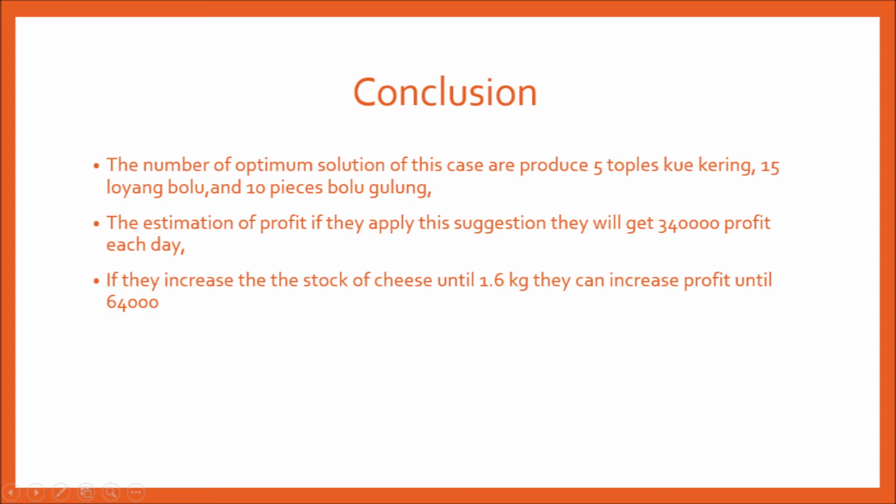Conclusion: the optimum solution of this case is to produce 5 Q-Kering, 15 Bolu Loyang, and 10 Bolugilang. The estimated profit: if they apply this suggestion they will get 340,000 profit each day. If they increase the stock of cheese to 1.6 kilograms they can increase profit to 64,000.